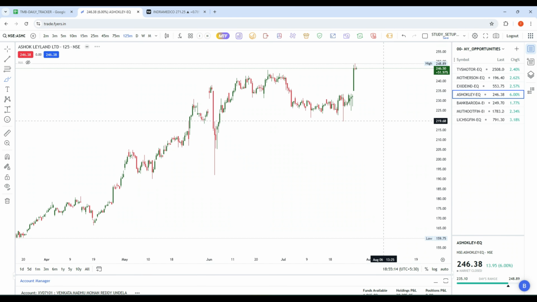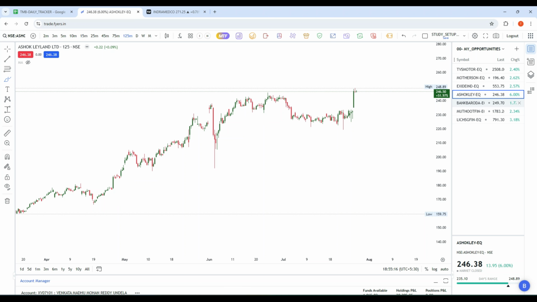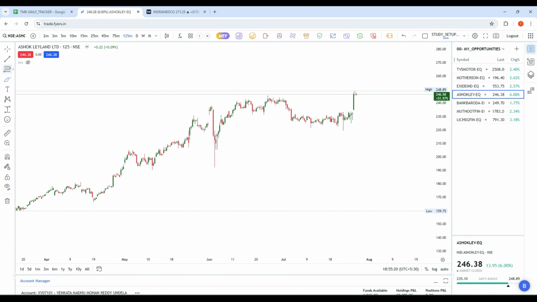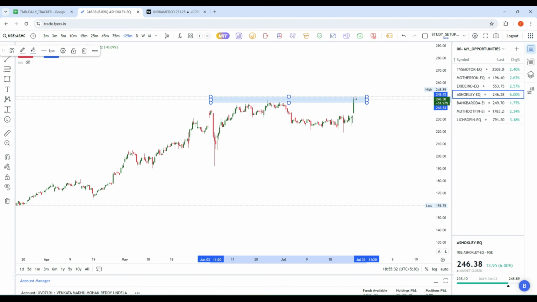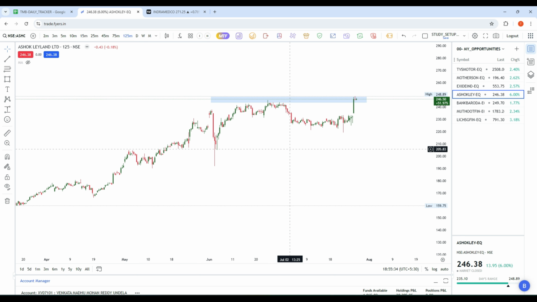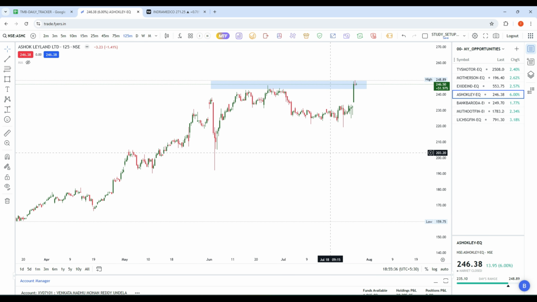This is another stock, Ashok Leyland. This is another interesting thing. What I am trying to tell you here is, okay, this is the area, full supply zone. Why is it a supply zone? Let me decode stage by stage.